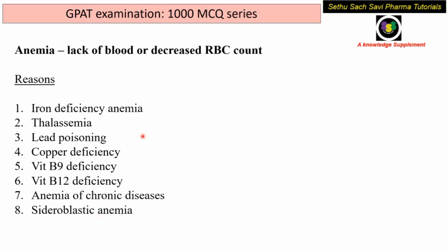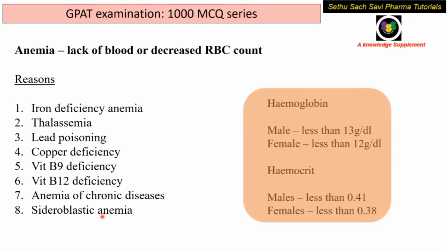So these are the many conditions. From here also questions can come. Here are the various reasons for the development of anemia. One more important thing is the value of hemoglobin. In males, if it is less than 13 gram per deciliter, or in females, if it is less than 12 gram per deciliter, it's considered as anemia. The person is considered anemic.